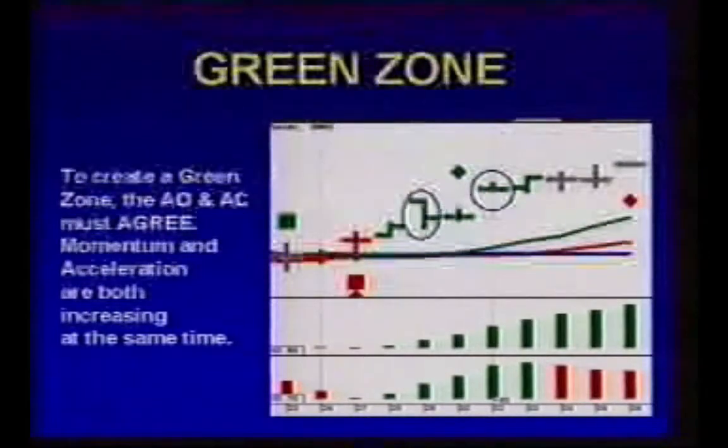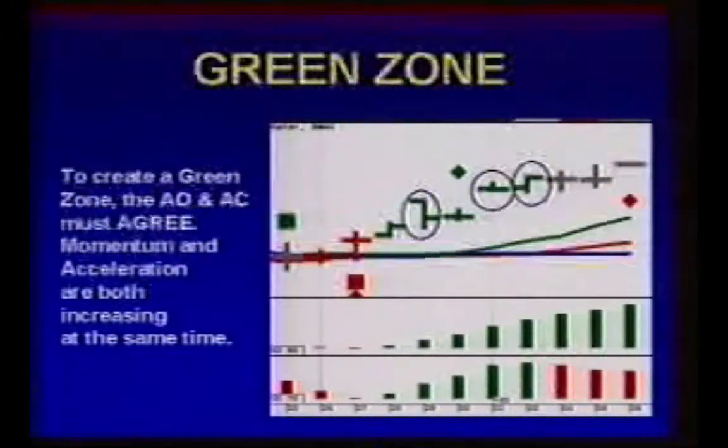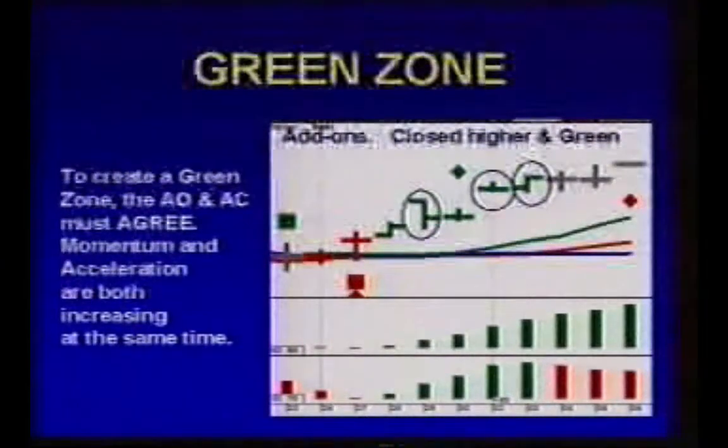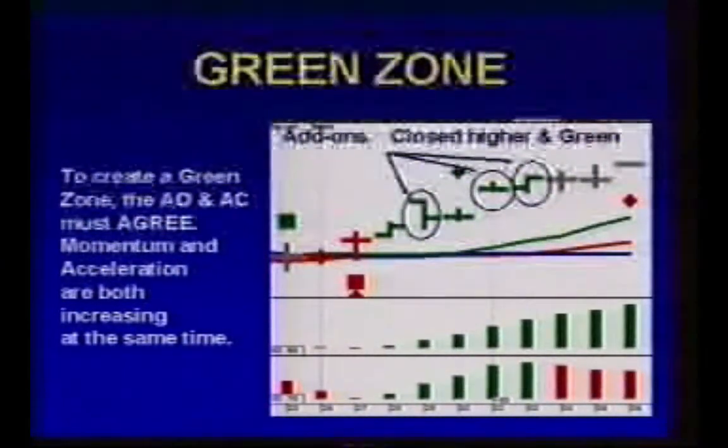Now, here's another green zone. That's an add-on, that's an add-on, and that's an add-on. Shouldn't have taken you long to see that. All you're looking for is the closing price, and the closing price must be higher than the previous day, and it must be green for a buy. Stop, close only, one tick above the high. So you had 3 here, 1, 2, and 3.